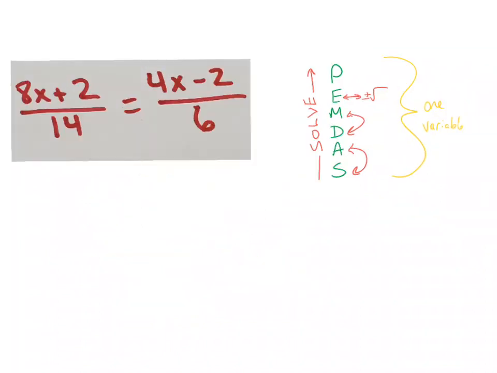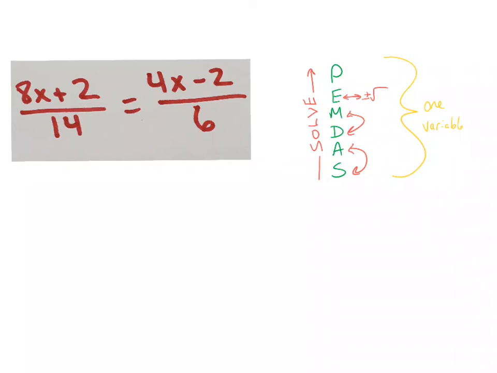Alright, this one is very, very similar. Once again, I cannot use parentheses backwards right away because I have two different letters. Now the biggest thing that people hate is fractions. So the easiest way to get rid of fractions is just to multiply both sides by the denominator. So I'm going to multiply both sides by 14 and both sides by 6.